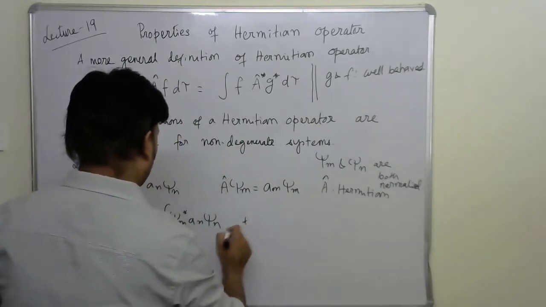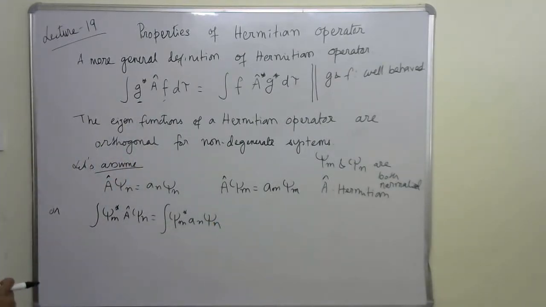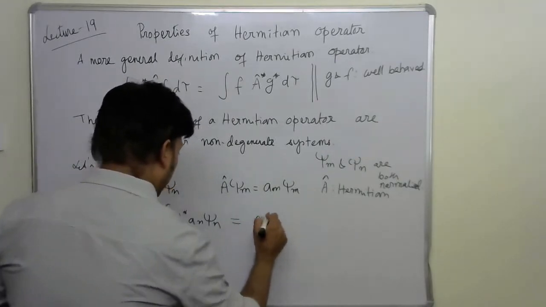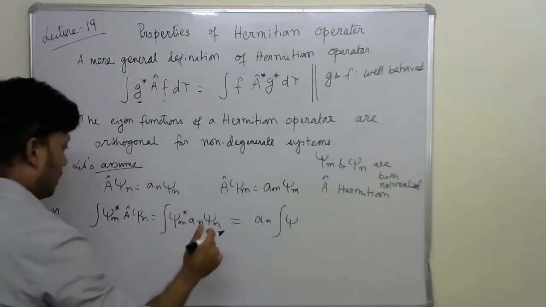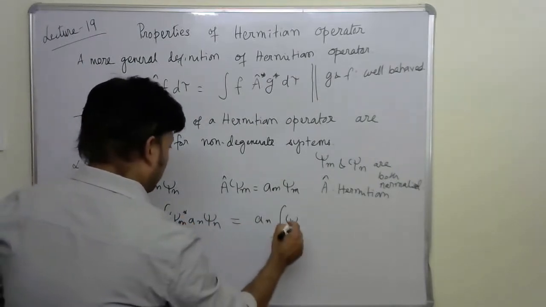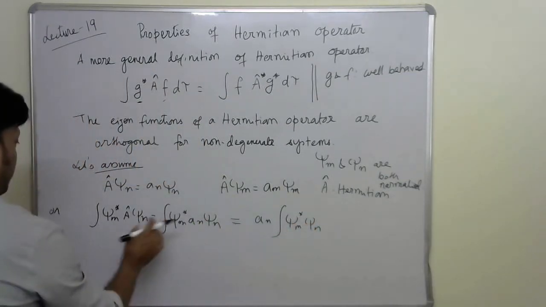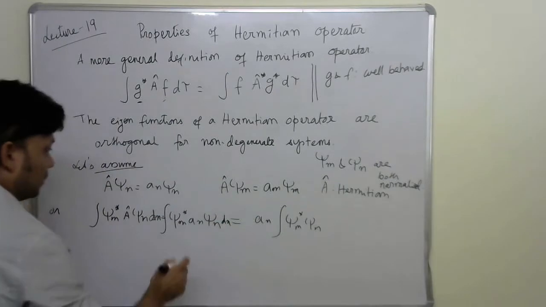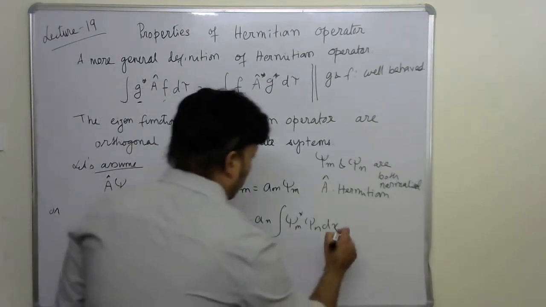And also, I can simplify this. I can take that A n out, because it is already an eigenvalue. So this reduces to something like this. Of course I have to write dx here, that I forgot to write. So this is the one I have. Now I call it equation number 1.